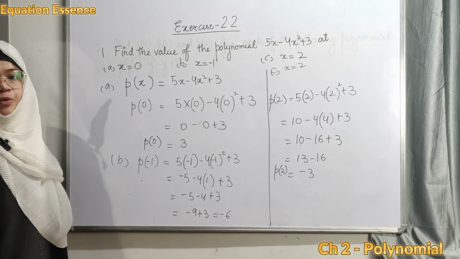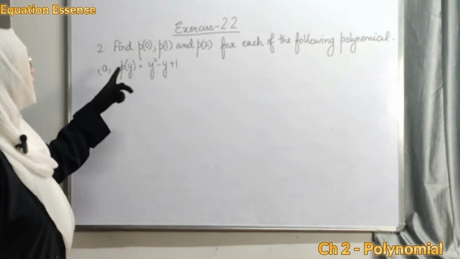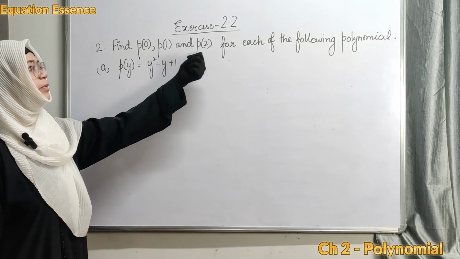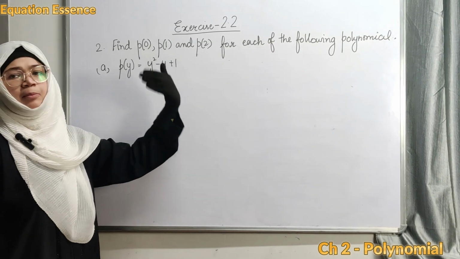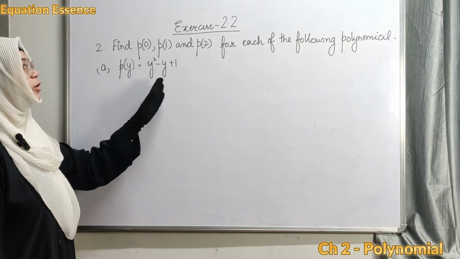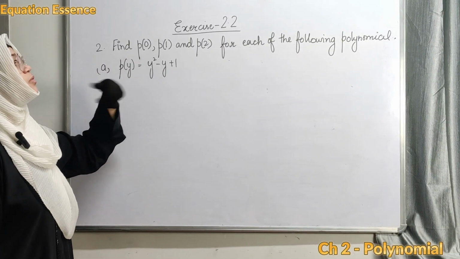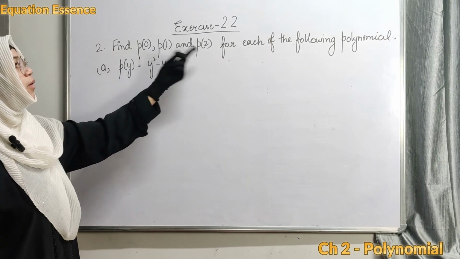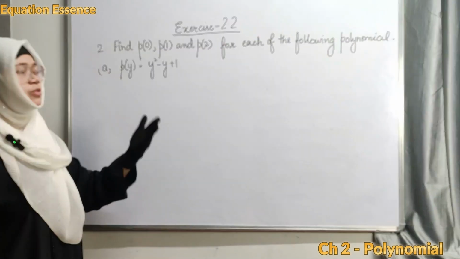Move on to question number 2. In question number 2, we have to find P(0), P(1) and P(2) for each of the following polynomials. It means we have to find the three values of the polynomial at x or y equals to 0, at x or y equals to 1, or at x or y equals to 2.